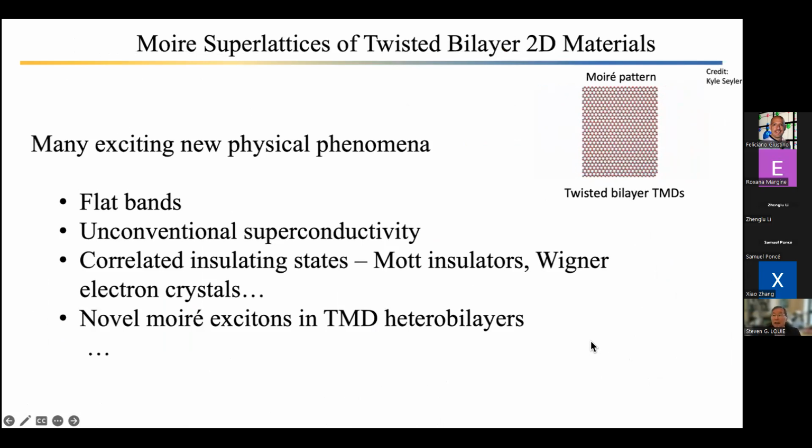In the last couple minutes, let me mention some work we've done on Moiré superlattices of twisted bilayer systems. Many exciting new physical phenomena have been observed in this kind of systems, including flat bands, unconventional superconductivity, correlated insulating states, and novel Moiré excitons.